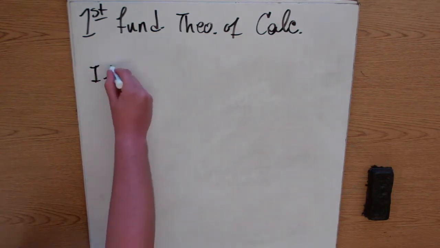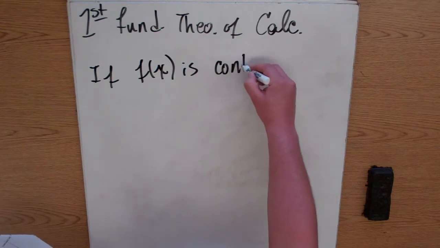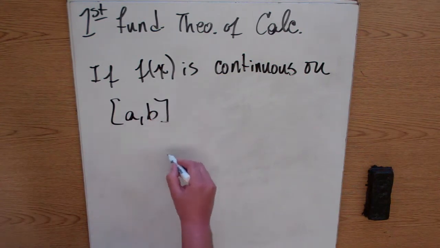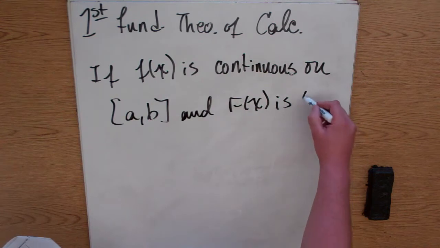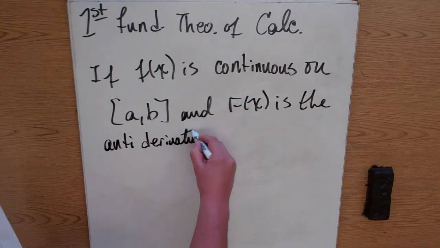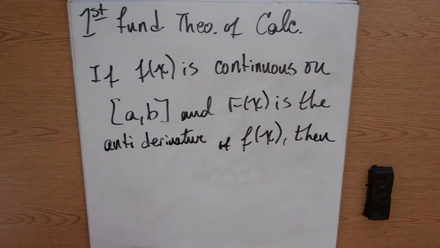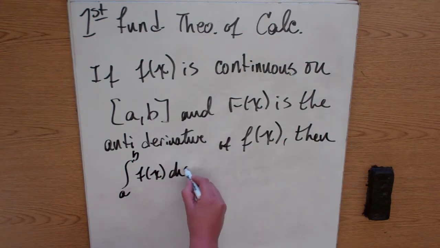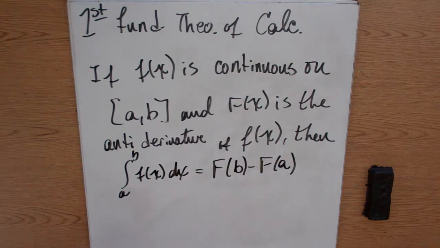It says if f of x is continuous on the interval from a to b, and F of x is the antiderivative of f of x, then, it's kind of wordy, the integral from a to b of f of x dx equals F of b minus F of a. All right, that's kind of what we've already been doing.